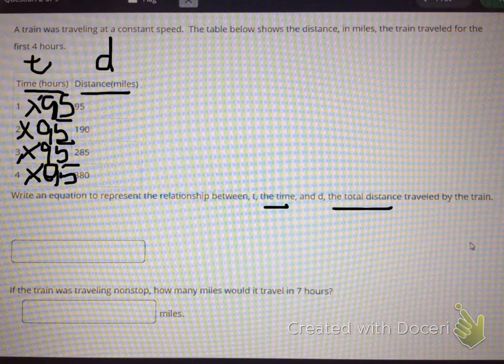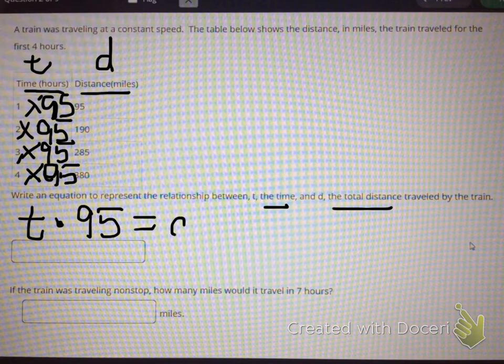So to write an equation relating these variables together, we would write t times 95 equals d. Or a more simplified way to write it would be 95t equals d.